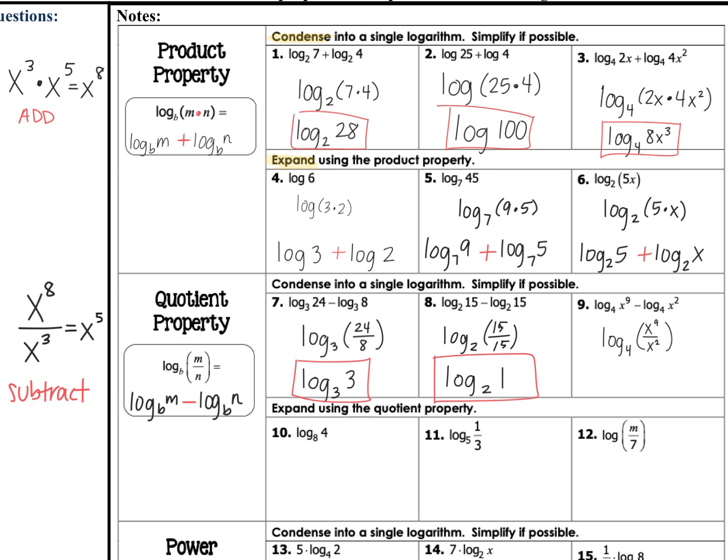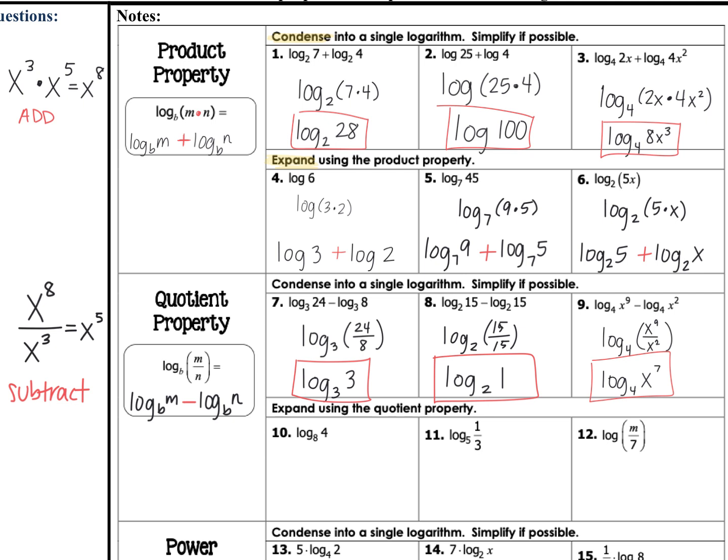Okay, so you've got x to the 9th over x to the 2nd, and then you can simplify that a little bit. How do I simplify stuff like this again? Subtract your exponents: log base 4 of x to the 7th. Huzzah.